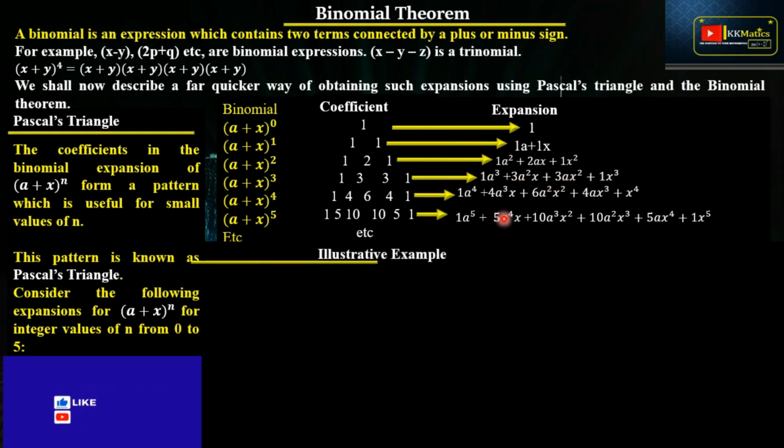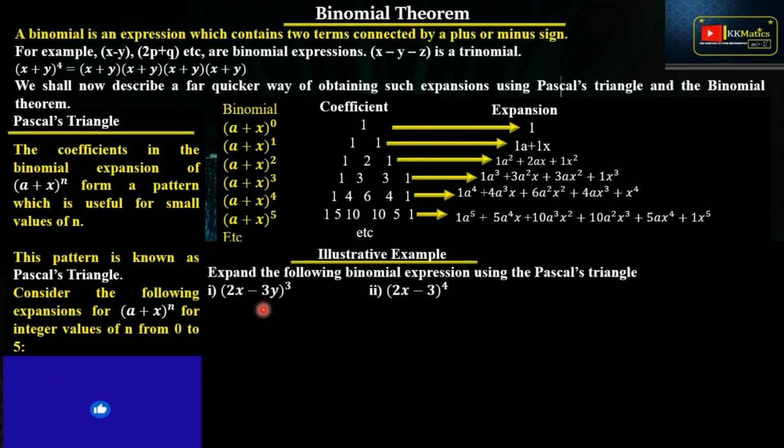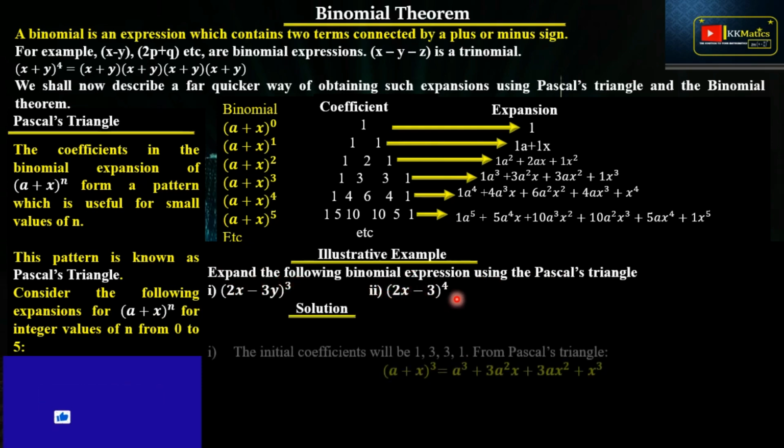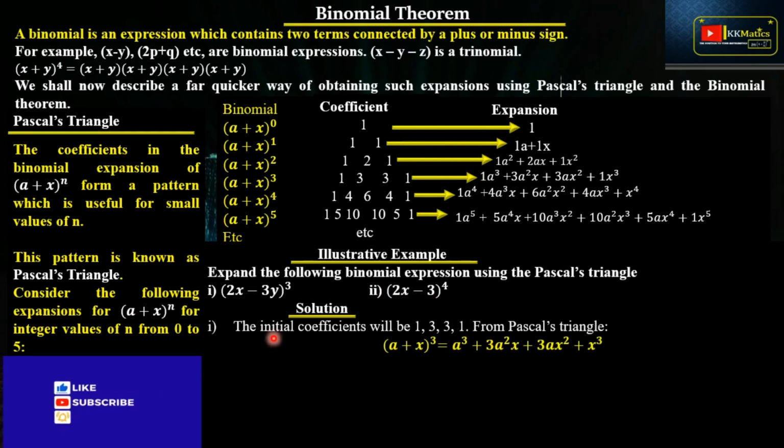Let's consider an illustrative example here. We are told to expand the following binomial expressions using Pascal's triangle. So we have (i) 2x minus 3y all raised to the power 3, and (ii) 2x minus 3 all raised to the power 4. Solution: here the initial coefficients will be 1, 3, 3 and 1. That's because it is raised to the power 3, and as we said earlier on, that is what the coefficients will be.